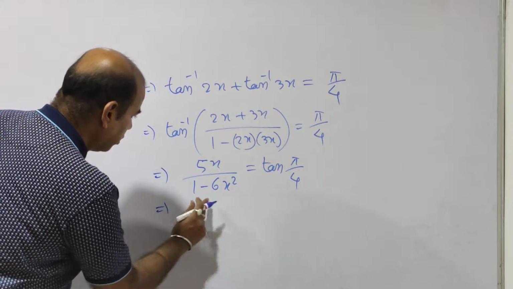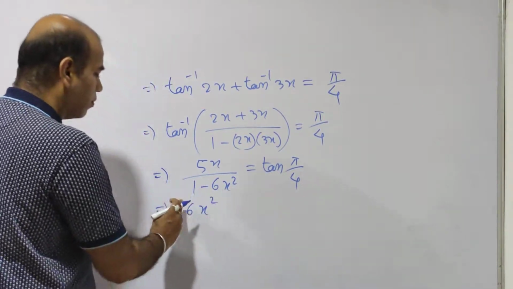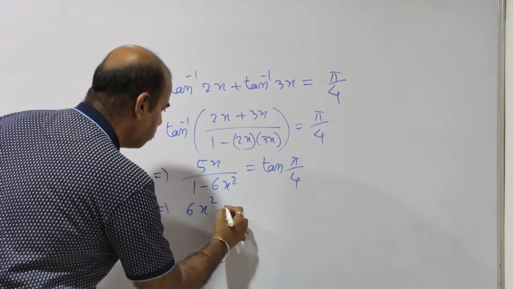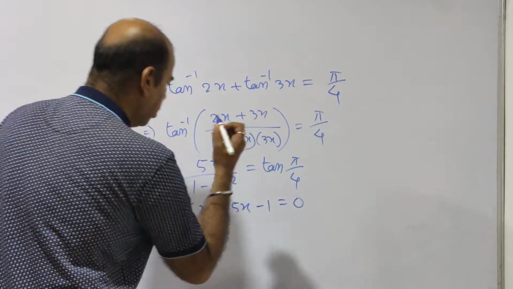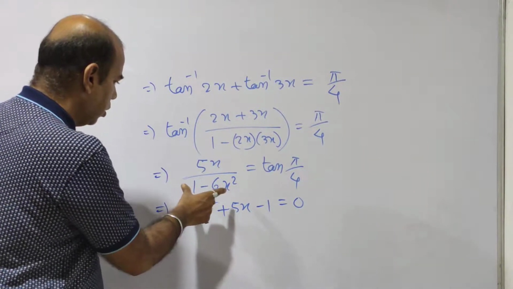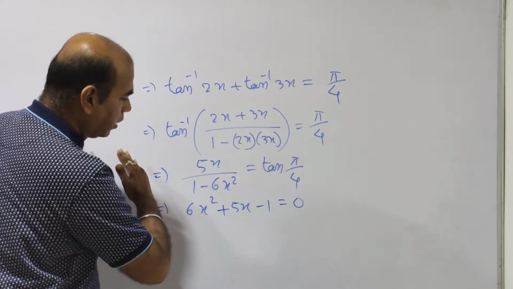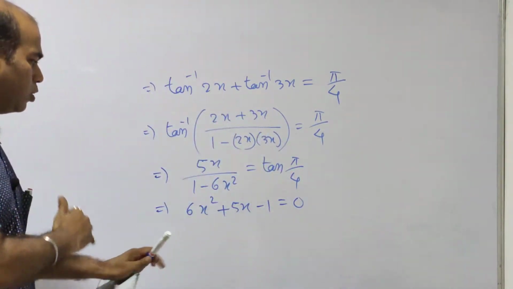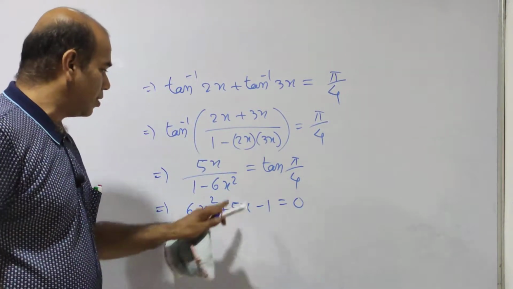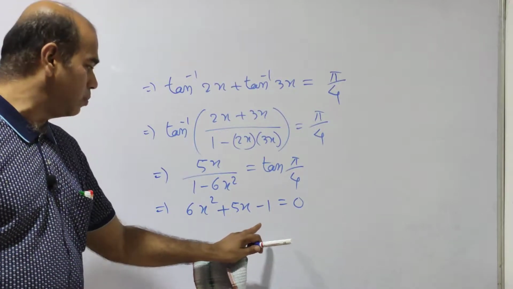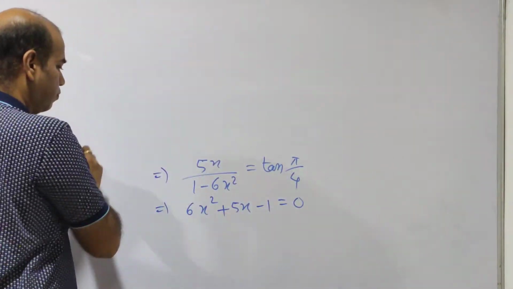Now tan pi by 4 is 1. So this changes into a quadratic equation. So 6x square plus 5x minus 1 equals 0. Actually what I am doing, this is 1, so I am cross multiplying, then I am transferring everything this side. So minus 6x square, this side it becomes positive 6x square, then it is 5x, and then 1, if I shift this side, it is minus 1. I need to simply factorize it now.